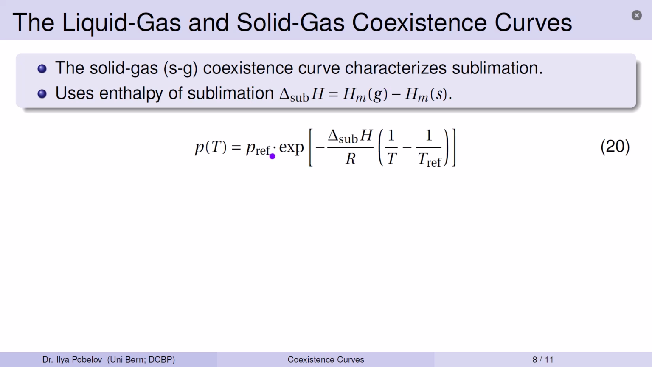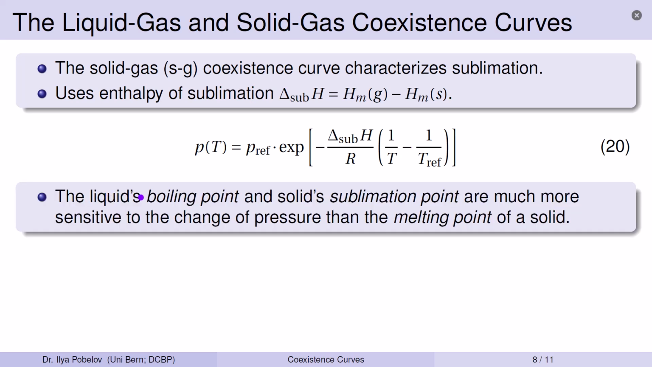The resulting equation reveals how vapor pressure due to the sublimation varies with temperature. All other parameters are used similarly to those in the equation for the liquid-gas coexistence curve. Comparing the liquid-gas and solid-gas coexistence curves with the solid-liquid curve, we can conclude that the liquid's boiling point and solid's sublimation point are much more sensitive to the change of pressure than the melting point of a solid. This sensitivity arises from the inherent nature of gases, namely their significant molar volumes.